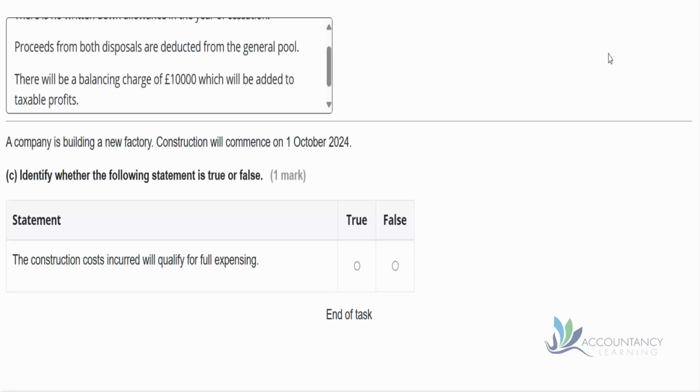Now this allowance is not capped, unlike the investment allowance, but can only apply where the expenditure meets the following criteria. It must be new, in other words, not second-hand. It must be acquired from a third party. It cannot be used for leasing and does not include cars. So in this case, we're looking at the construction cost to build a new factory, but that's not plant and machinery, is it? So therefore, it does not qualify for full expensing, and this answer is false.